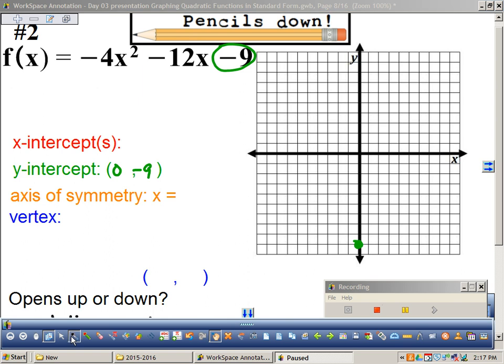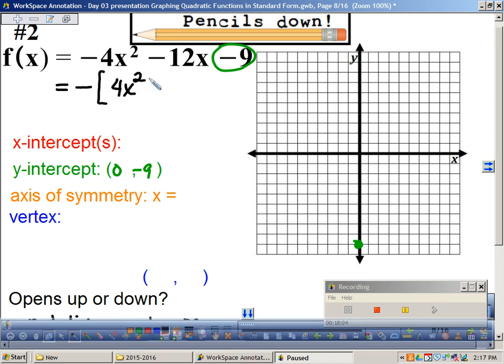Awesome. So I'm going to take that negative out first. So this is going to equal negative, and that's going to turn this into, I'm going to put brackets because I really want to ignore the negative for now, 4x squared plus 12x plus 9. See what I mean? Now I'm just concentrating on finding zeros. So again, I'm going to ignore my negative out here.